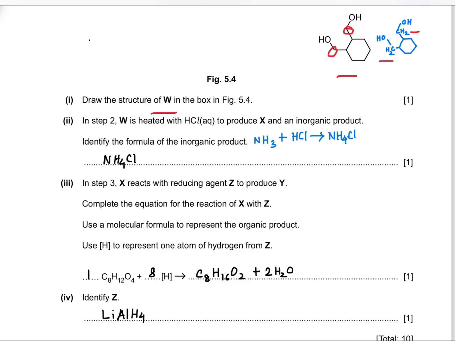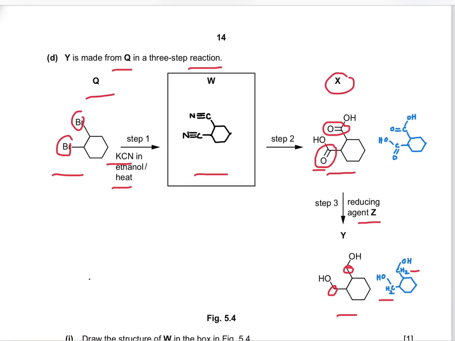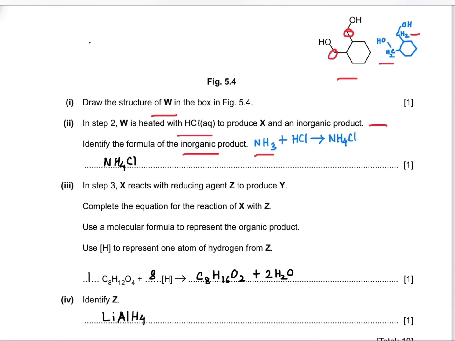In step 2, W is heated with hydrochloric acid to produce X and an inorganic product. Identify the formula of the inorganic product. So let's get back to W. Here in step 2 we are adding hydrochloric acid. So with hydrochloric acid, this cyanide bond will break and the 2 nitrogen will give ammonia, and we will also get this carboxylic acid here. This ammonia will react with the reagent HCl. So ammonia plus hydrochloric acid, it will give ammonium chloride. So the inorganic product here is ammonium chloride.